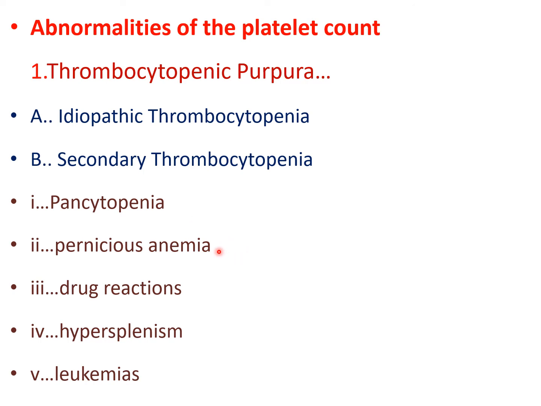of nutrients in synthesis of megakaryocytes and platelets, due to some drug reactions when the platelets are excessively destroyed, due to hypersplenism when the platelets are excessively destroyed, and due to leukemias when all the energy of the bone marrow is being spent in the formation of abnormal cancer cells, WBCs, and the platelets become deficient.